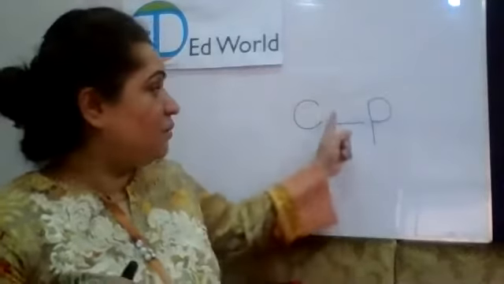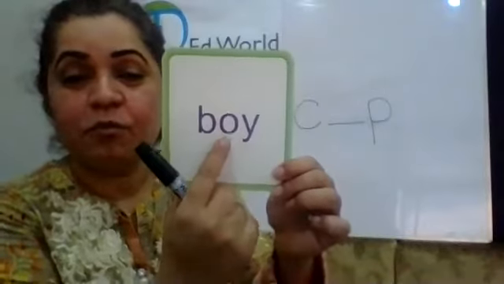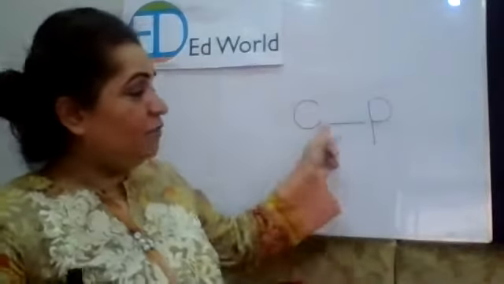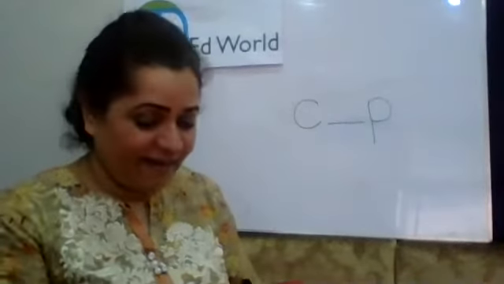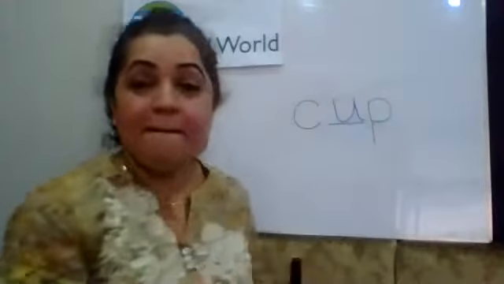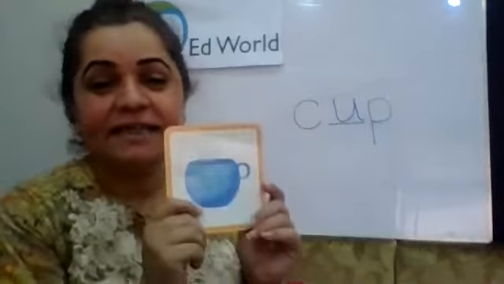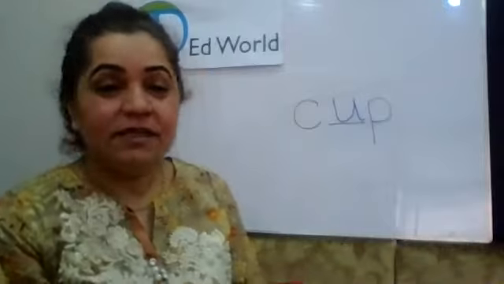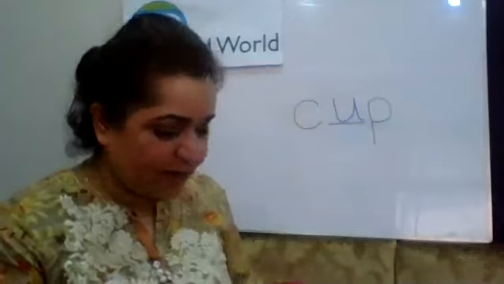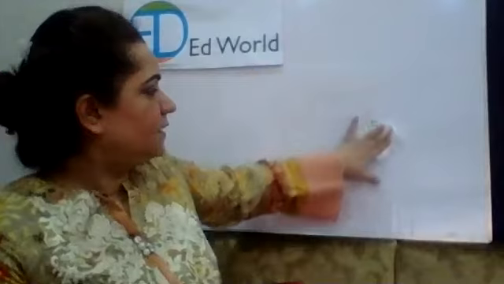Now, which is the vowel which comes over here? There was O in the middle of boy, and there was A in the middle of car. And what will come over here? Yes, cup. C, U, P, cup. C, U, P, cup, right? So the spelling is C-U-P, cup. Very good.